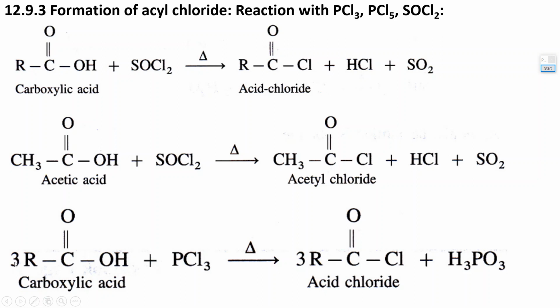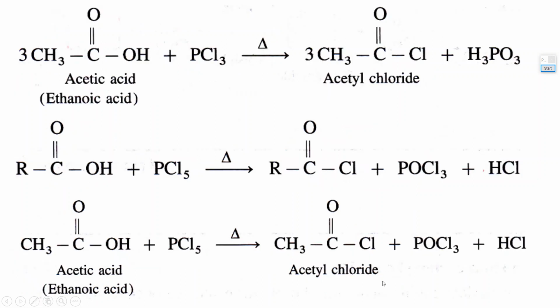So the product becomes 3 RCOCl. It is called an acid chloride. Example: when 3 molecules of acetic acid react with phosphorus trichloride on heating, it is converted into the major product 3 CH3COCl, and the minor product H3PO3, phosphorous acid.